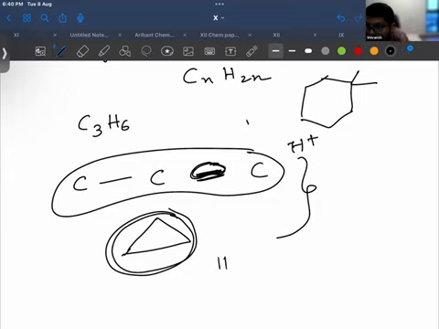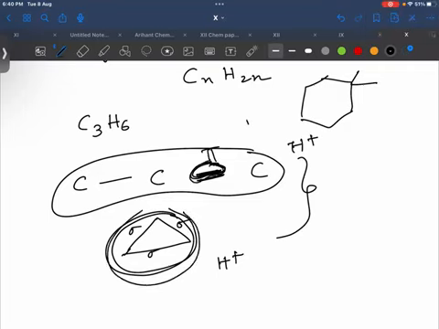All sigma bonds. Yes, all are sigma bonds. Does this one have a pi bond? So this will easily react with H plus, but this won't react easily with H plus. So I will come to know which one is cyclopropane and which one is propene. There are only these two forms that follow this formula, nothing else.